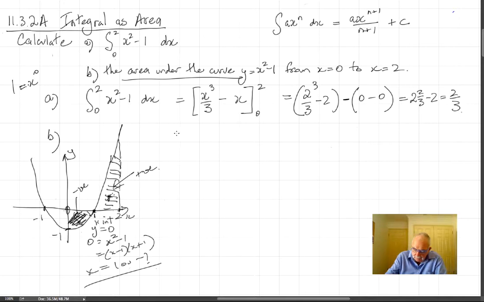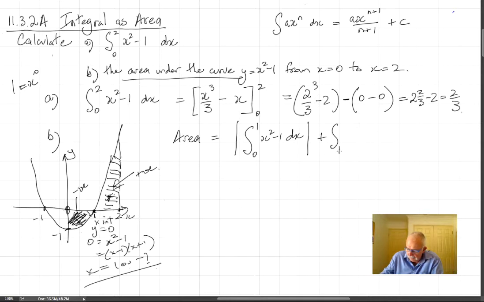So the area equals the integral from 0 to 1 of x squared minus 1, the integral between 0 and 1. Now that's going to give us a negative because it's below the x-axis, so we need to take the absolute value. The absolute value just gives us the positive of it. And then we're going to add to that the area from 1 to 2 of x squared minus 1 dx. So that will be positive, so we don't need to put the absolute around there.